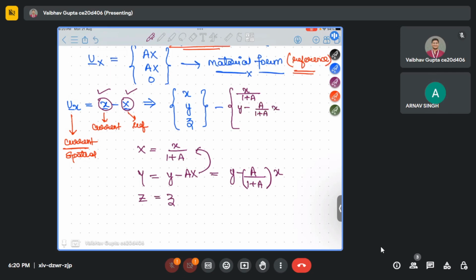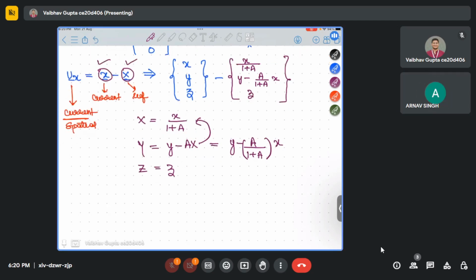In exam also this type of thing will come. So now we'll subtract. Till now you are clear? If you subtract, this is what you will get. Now you have found the displacement vectors.